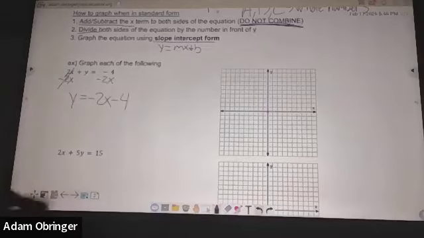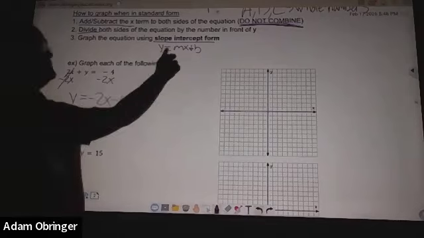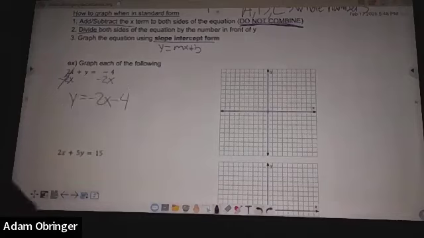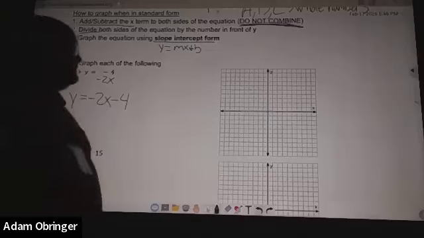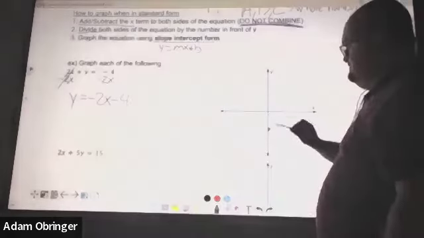And so the proper way to do this is to always make sure you write the x term first and the number second. That's just kind of helpful because in our format, mx is before the b. So our 2x should come before the 4. Now, step 2 says to divide both sides of the equation by the number in front of y. Well, we don't actually have a number in front of y, so we might as well ignore that and just go right into graphing. We're going to plot our y-intercept at -4, 1, 2, 3, 4.